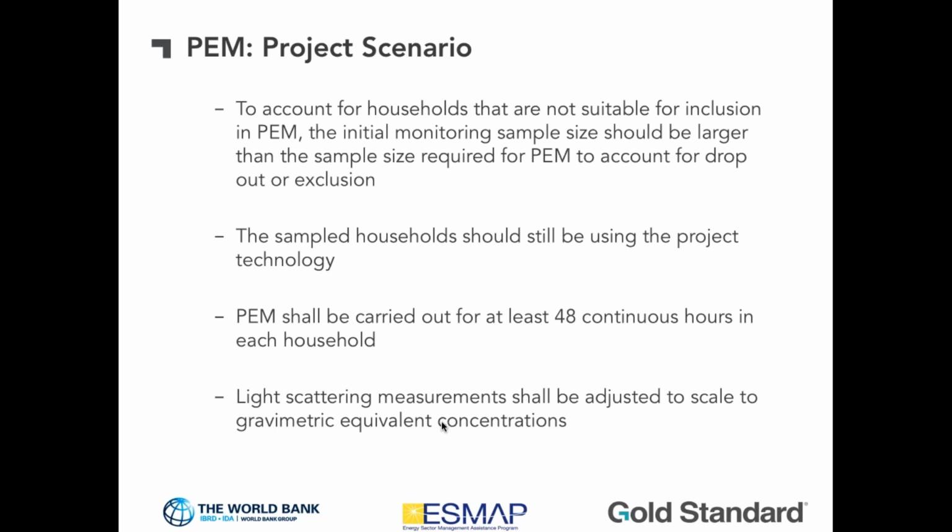And of course, the project households should still be using the project technology to measure the project level exposures for the households. This again should be done for at least 48 hours, like the baseline scenario. And in case you're using light scattering measurement approach, then that should be adjusted against the gravimetric equivalents. So the approach to adjust your light scattering measurements to the gravimetric measurements is explained in the methodology.